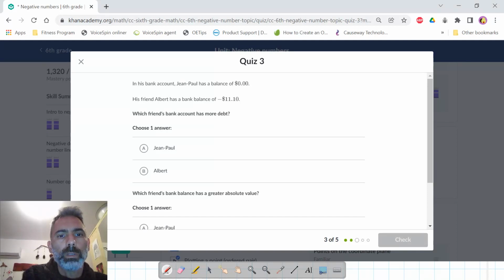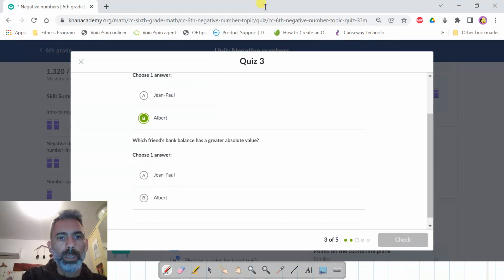In his bank account, Jean-Paul has a balance of $0. His friend Albert has a bank balance of negative $11.10. Which friend's bank account has more debt? So of course, Albert has more debt because Jean-Paul has no debt. He has no money, but he has no debt. And Albert has a debt of $11.10 to the bank because his balance is negative. So Albert has more debt.